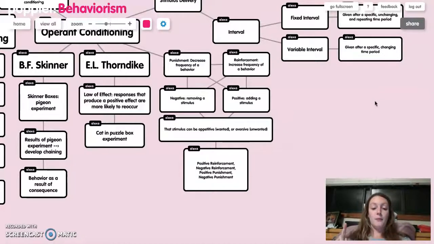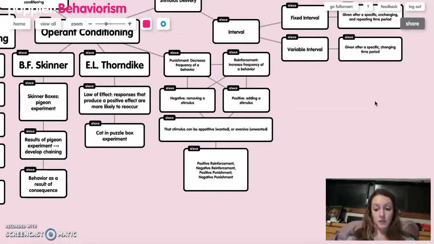A lot of people think that positive matches with reinforcement because positive and negative goes with punishment, but that's not the case. There could be negative reinforcement and there can be positive punishment. And I'm going to talk about that in just a second. So positive and negative refers to the stimulus. You're either going to be adding a stimulus to the environment or taking a stimulus away. And that stimulus can be a wanted stimulus or an unwanted stimulus.